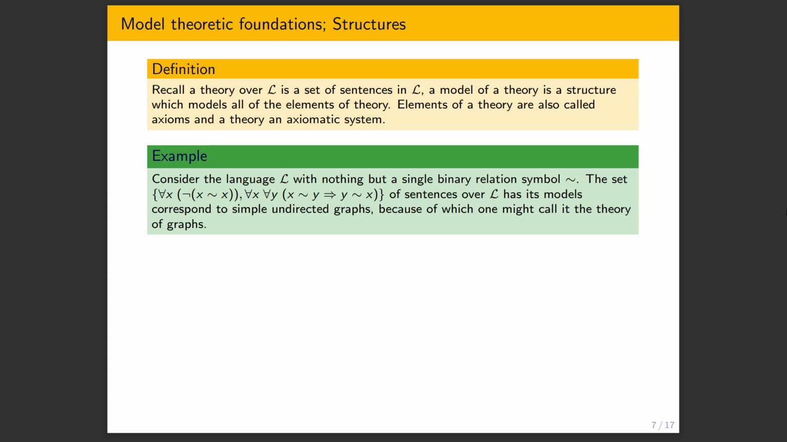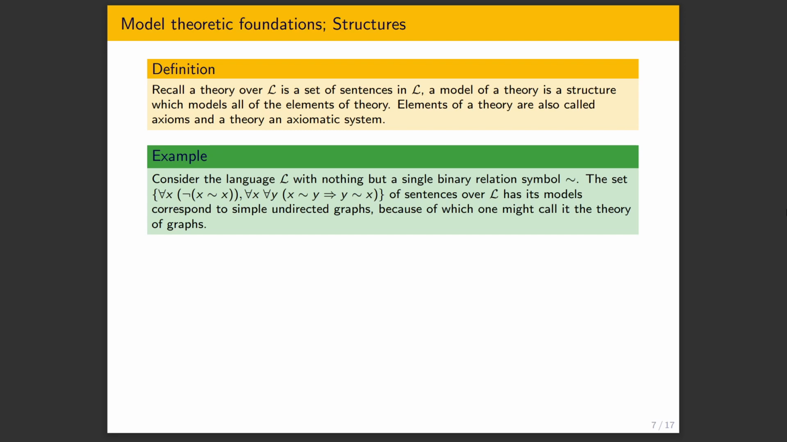I mean, it needs to have specified amounts of all of them and have symbols dedicated to all the things specified. So we can consider the language with one binary relation symbol, this tilde, and now we can form these two sentences. The first sentence is: for all x, it's not true that x is related to x. So tilde is going to be a binary relation symbol.